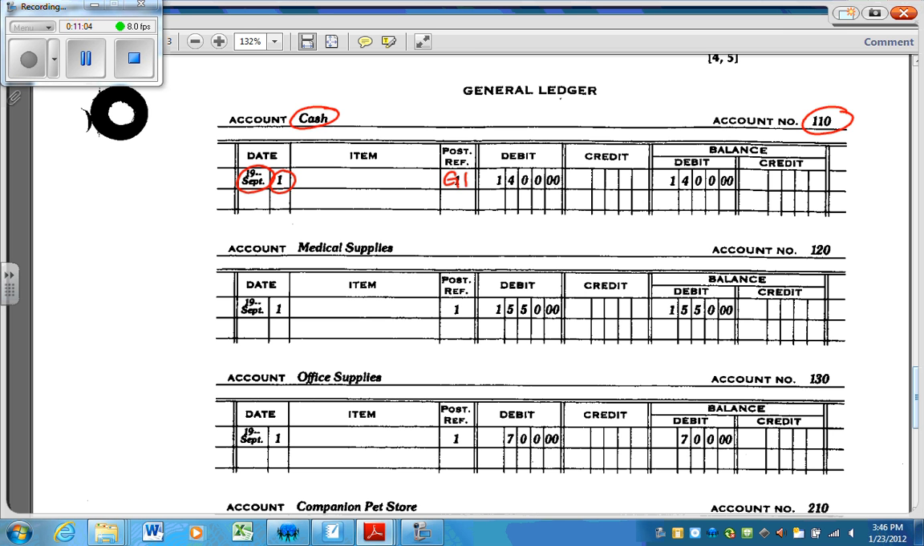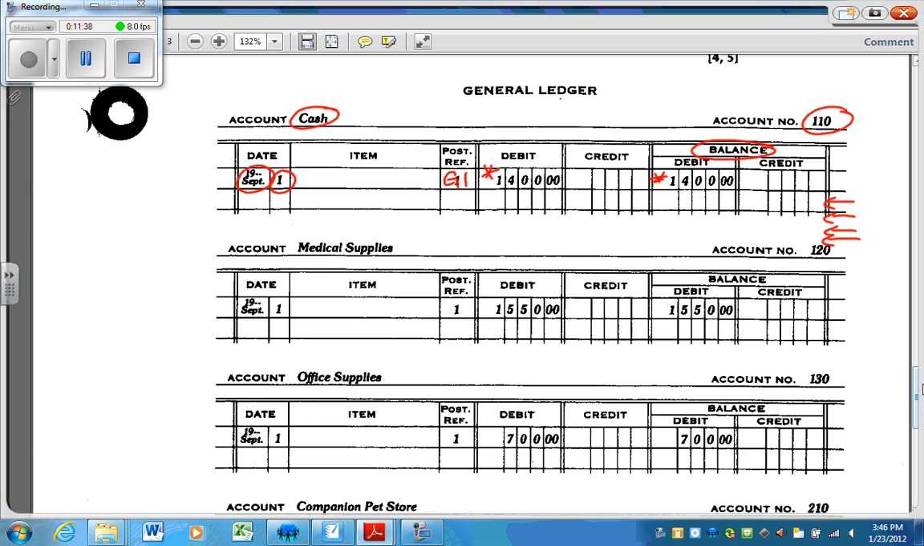Cash, we know, has a debit balance, so you're going to put $1,400 there. It had no money in it before we put the $1,400, so we have a balance. This is a balance debit of $1,400. Then eventually, as we learn more in accounting, we're going to keep adding to this, and this balance over here is going to keep changing each time. But for the sake of it, at this point, we only have an opening balance, so this number will always stay the same.